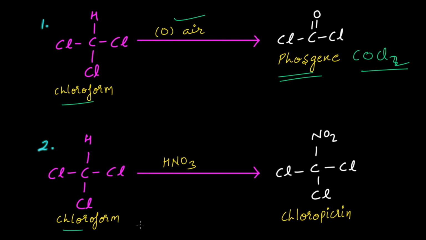Second reaction is when chloroform is treated with HNO3, that is your nitric acid. When chloroform is treated with nitric acid, you will get chloropicrin. The hydrogen atom will be replaced by NO2. This is the second reaction. Let's move to the next.